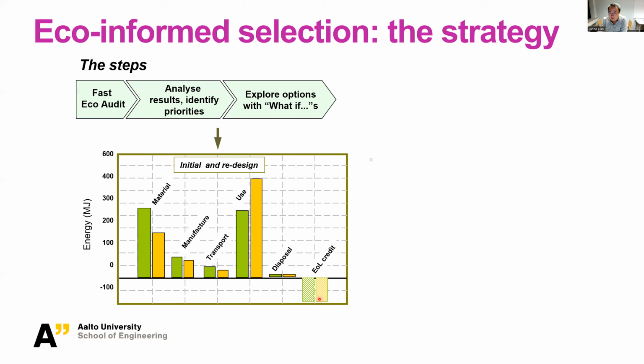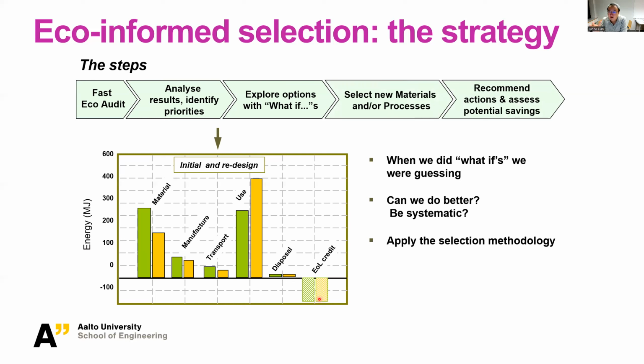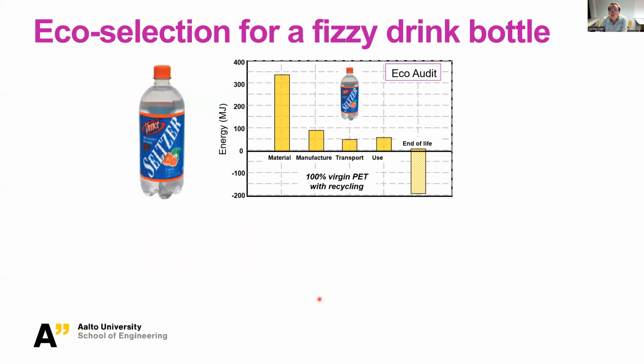And after that, you can just explore, as we discussed here, these two materials, and you can go more. If we use another one, is it better? Can it be more systematic? And then you can apply the selection methodology to finally select the new material and processes, and then make the recommendation of the action and assess the potential savings between a bunch of materials you would like to think about. All right, so that was the general strategy. I think that was easy to follow. You can also get more details from the book.